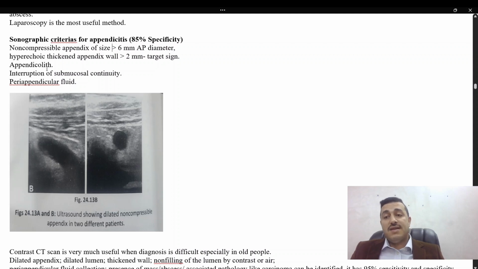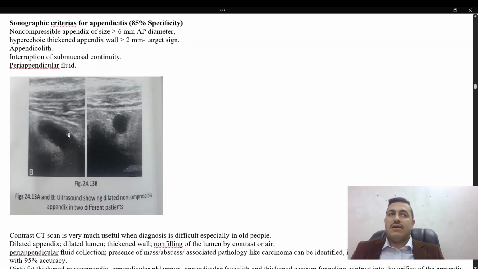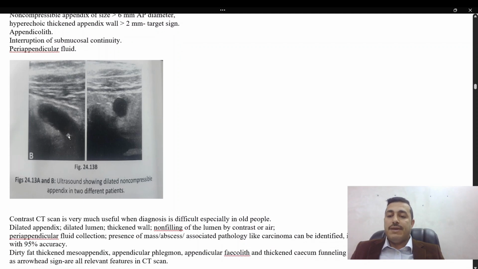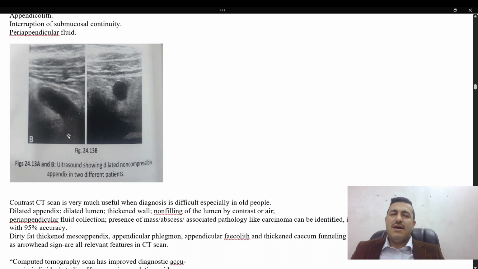Appendicolith we can see in the sonography, in the ultrasound. Also, the submucosal continuity will be disrupted. Periappendicular fluid also is diagnostic for appendicitis. But this actually doesn't reach 100% or even 90% sensitivity.